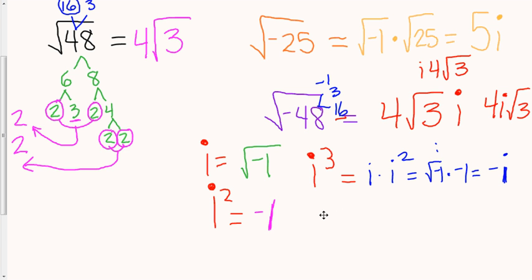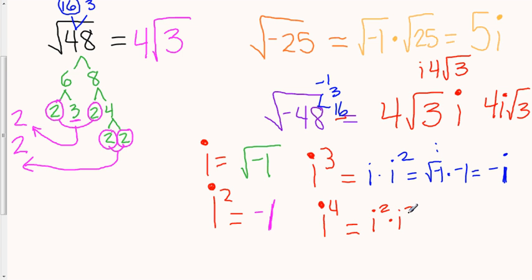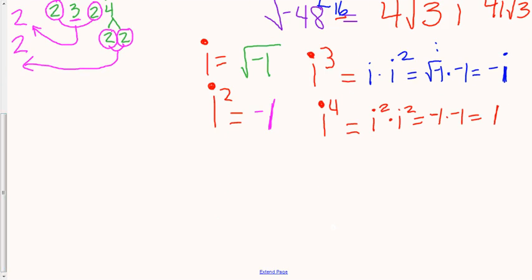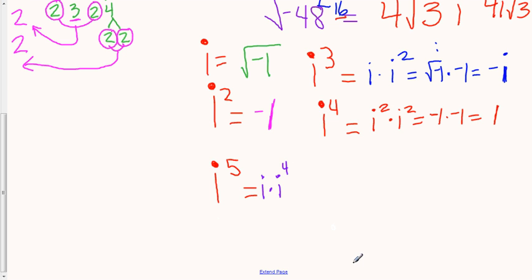Then after that, i to the 4th, which would be the same as i squared times i squared. And since i squared is a negative 1, a negative 1 times a negative 1 equals a positive 1. If we take this even further, i to the 5th would be the same as saying i times i to the 4th. And i to the 4th we know is 1 times i, so i to the 5th is the same as i.